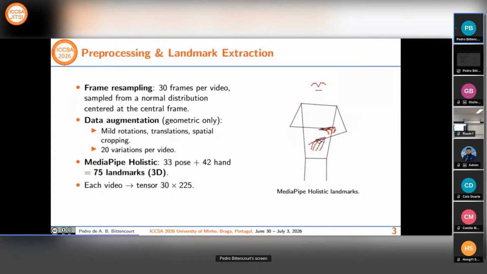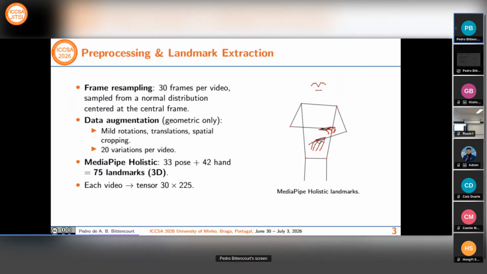For pre-processing, since the duration of each sign varies between participants, we resampled each video to exactly 30 frames. The frame selection follows a normal distribution centered at the central frame, which prioritizes the most relevant movements without discarding the rest. We also apply geometric data augmentation, mild rotations, translations, and spatial cropping to reduce overfitting.